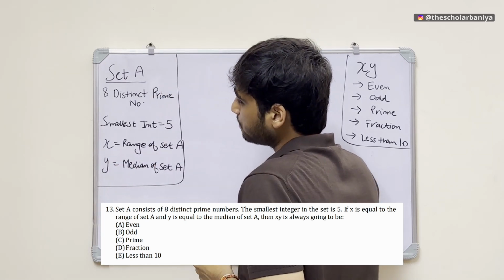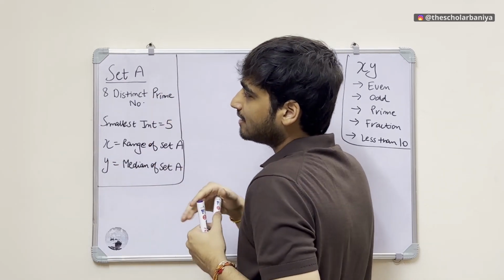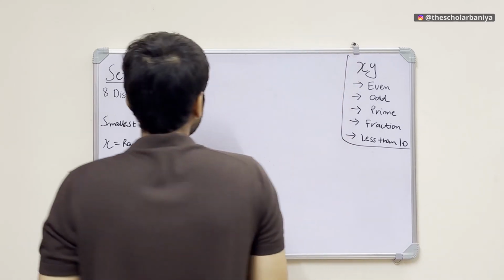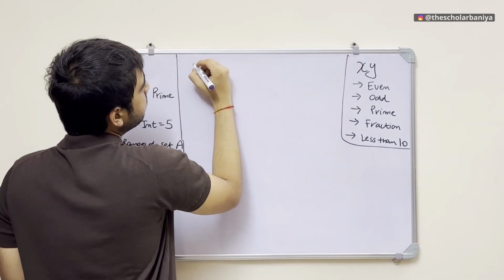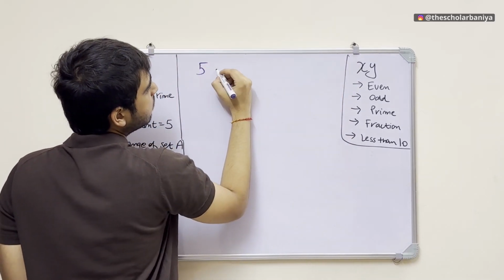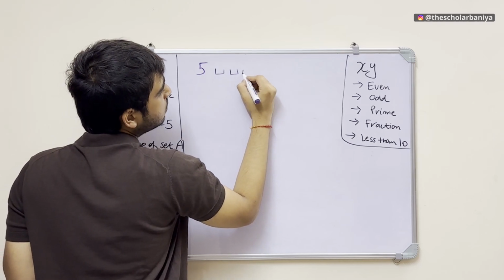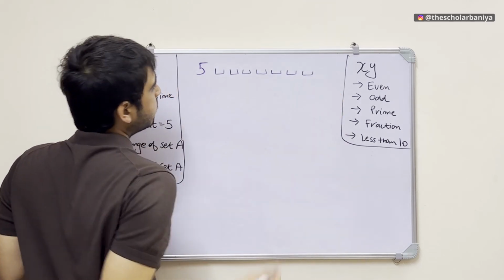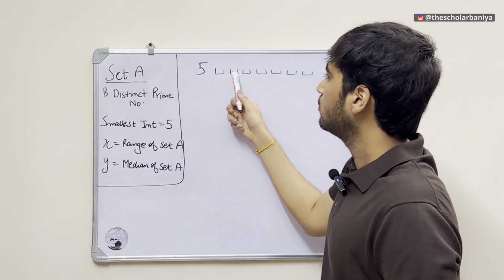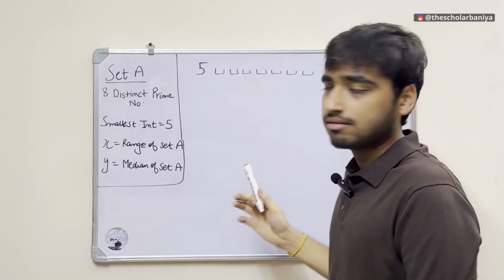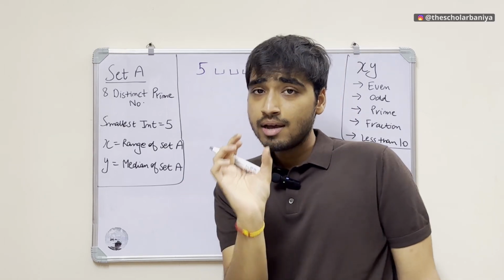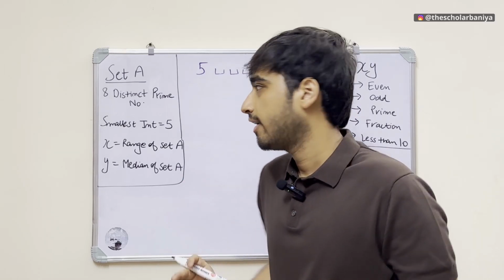Firstly, there are 8 distinct prime numbers, and the smallest is 5. So we can write it as 5, and then 1, 2, 3, 4, 5, 6, 7, so 1, 2, 3, 4, 5, 6, 7, 8. So there are 8 prime numbers. Just pay attention to the word prime number.